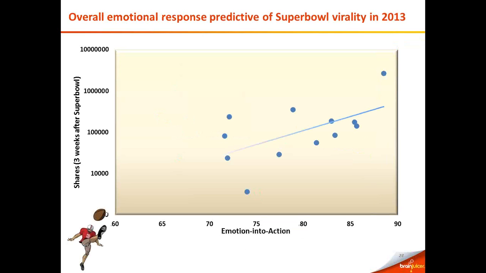So what we did find, though, is that just overall positive emotion into action was much more tightly correlated with virality. In fact, it was tightly correlated with virality across 2011, 2012, and 2013. So System 1 emotional response overall, as opposed to any reliance on one strategy, does seem to be very indicative of virality for Super Bowl, as well as business effectiveness.